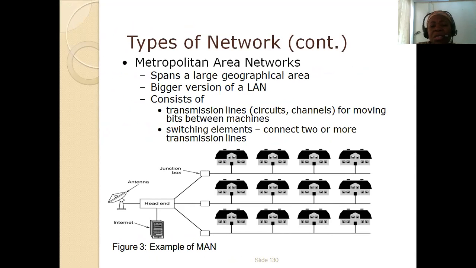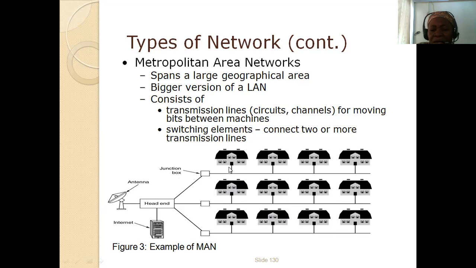So here we see the second one, the metropolitan area network, MAN. It's a bigger version of a LAN, local area network, and it spans a large geographical area like a town or a city. Remember I said I wouldn't want to repeat what they consist of, so it's the same thing here. If you are designing a metropolitan area network, you can design something that looks like this. Look at the buildings in the city, all connected there. And these are cables, that's transmission lines, or channels.